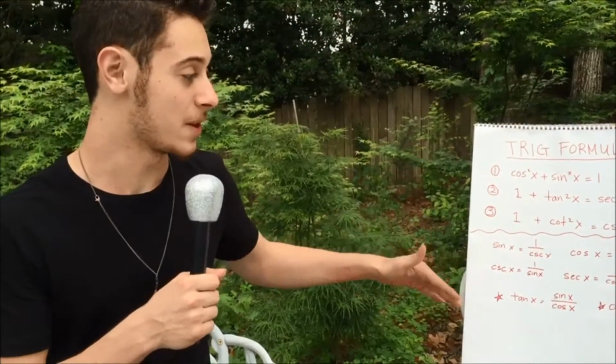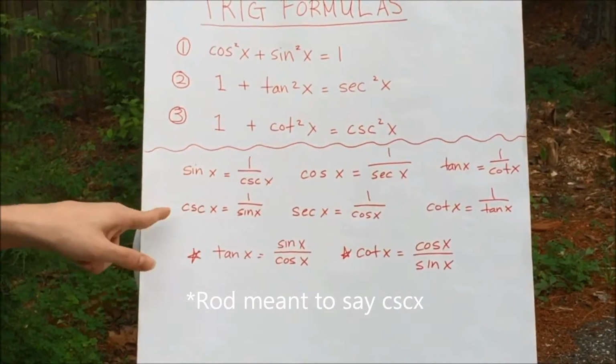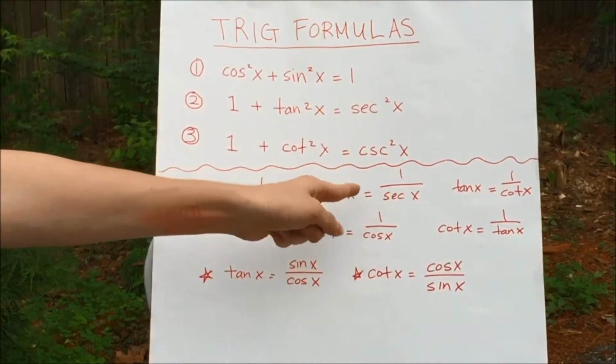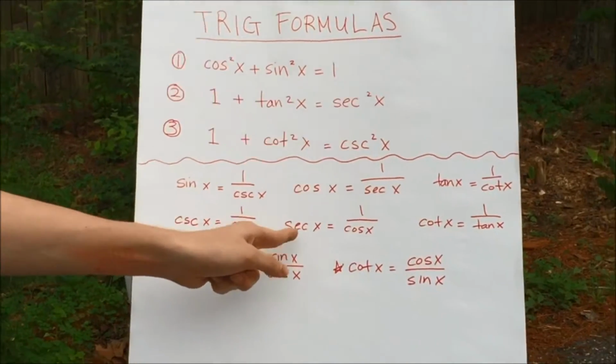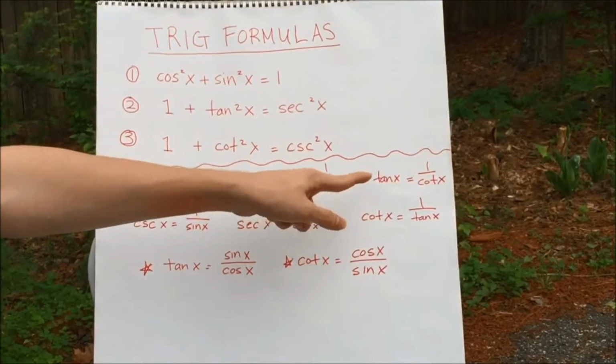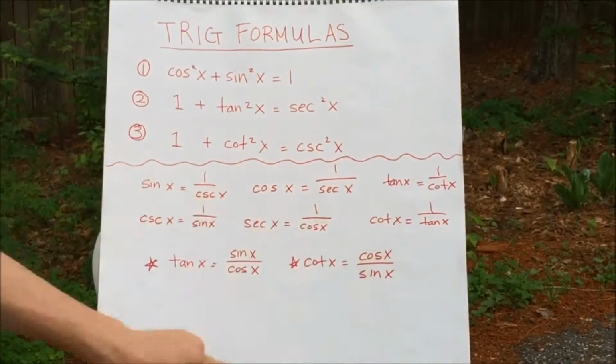Alright, let's review the formulas and the meanings. Sine x equals 1 over cosine x. Cosine x is equal to 1 over sine x. Cosine x is equal to 1 over secant x. Secant x is equal to 1 over cosine x. Tan x is equal to 1 over cotangent x. Cotangent x is equal to 1 over tan x.